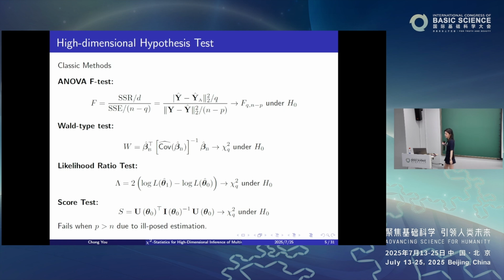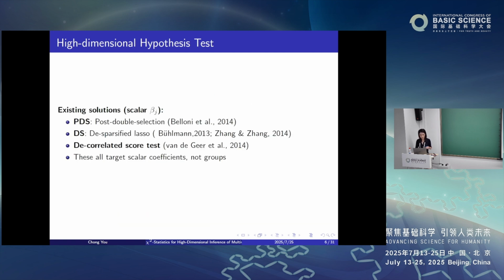But all those methods fail when p is greater than n because of the ill-posed estimation. We require that XA and X be full rank to be able to use all those methods, and this becomes impossible when p is greater than n. This also necessitates a new approach for high-dimensional inference.